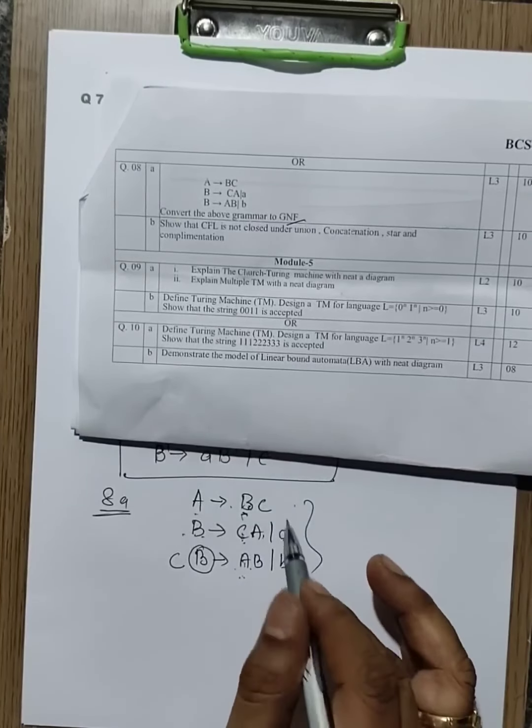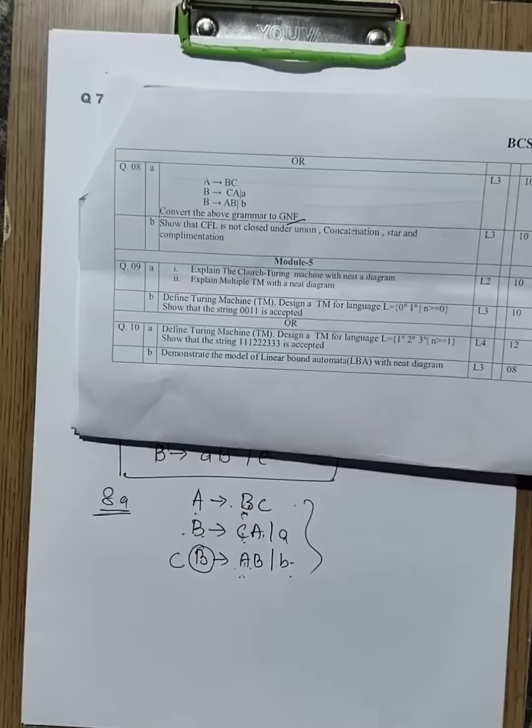Left recursive: first you have to eliminate left recursion. After eliminating left recursion, eliminate epsilon, then remove useless symbols, then convert to CNF and GNF.